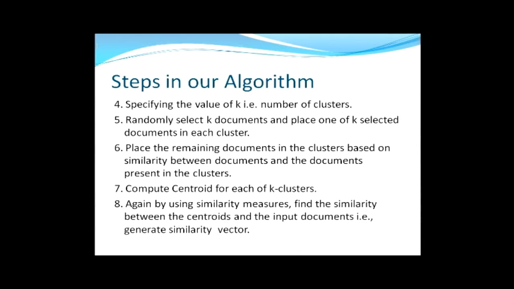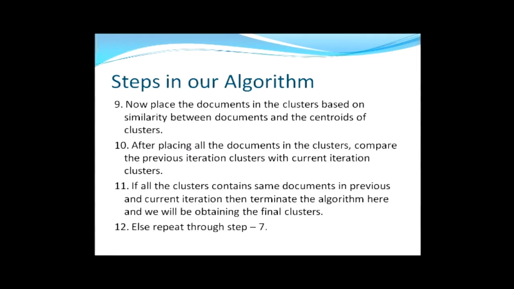After specifying the value of K, randomly select K documents and place one of K selected documents in each cluster. Place the remaining documents in the clusters based on similarity between documents and the documents present in the clusters. Compute centroid for each of K clusters. Again, by using similarity measures, find the similarity between centroids and input documents, that is, generate similarity vector. Now, place the documents in the clusters based on similarity between documents and the centroids of clusters.